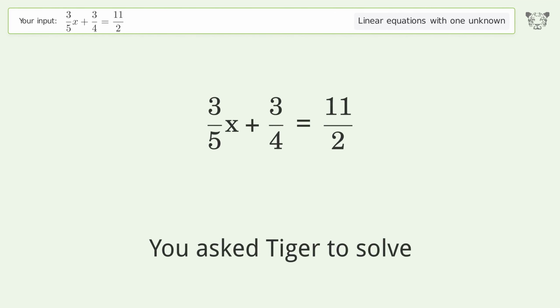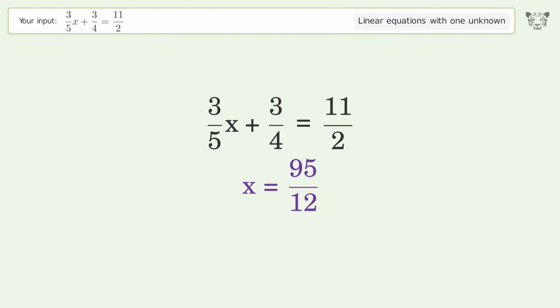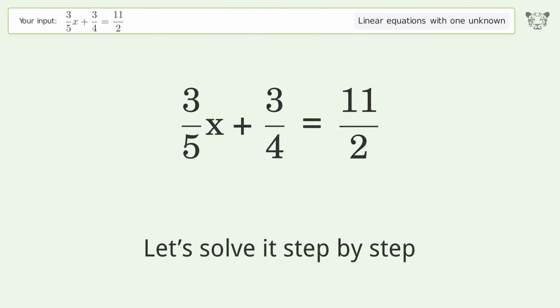You ask Tiger to solve. This deals with linear equations with one unknown. The final result is x equals 95/12. Let's solve it step by step.